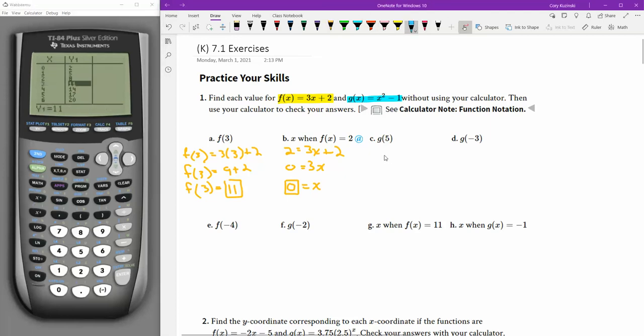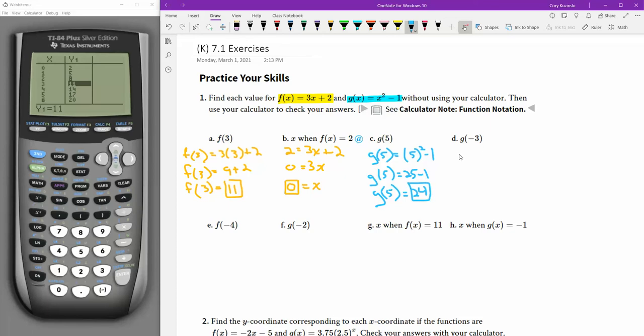All right, but now they say, what about the value of the function g when the input is 5? Okay, or g of 5 is the way we say that. Instead of x squared minus 1, we would do 5 squared minus 1. So g of 5 would be 25 minus 1, which would be 24. So g of 5 is 24.